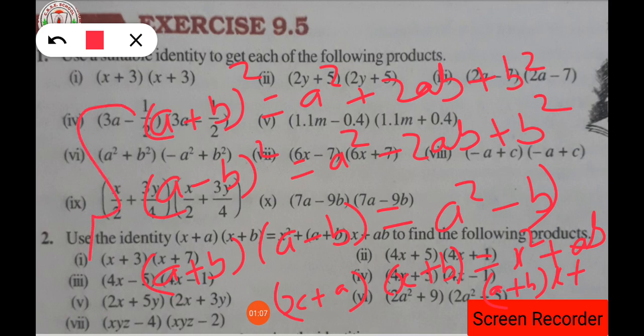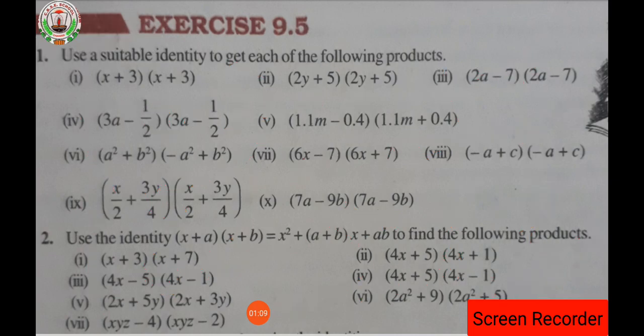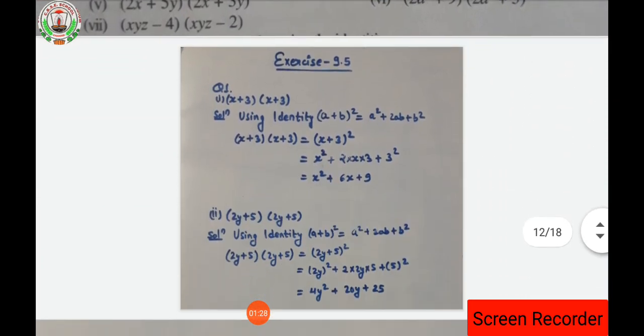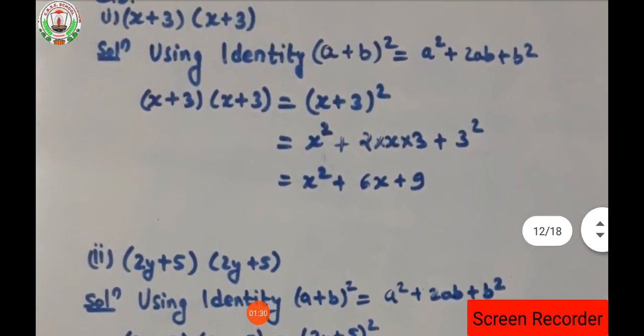So these are the 4 identities which we have to use in the exercise 9.5. So here the question number 1, it is saying about the identities only. We have to use the identity and solve the first question, second question. Okay, so here we are going to see only the 2 questions. In the next video I am going to give the rest of the questions. Clear? So one by one we are going to see the solutions of this.